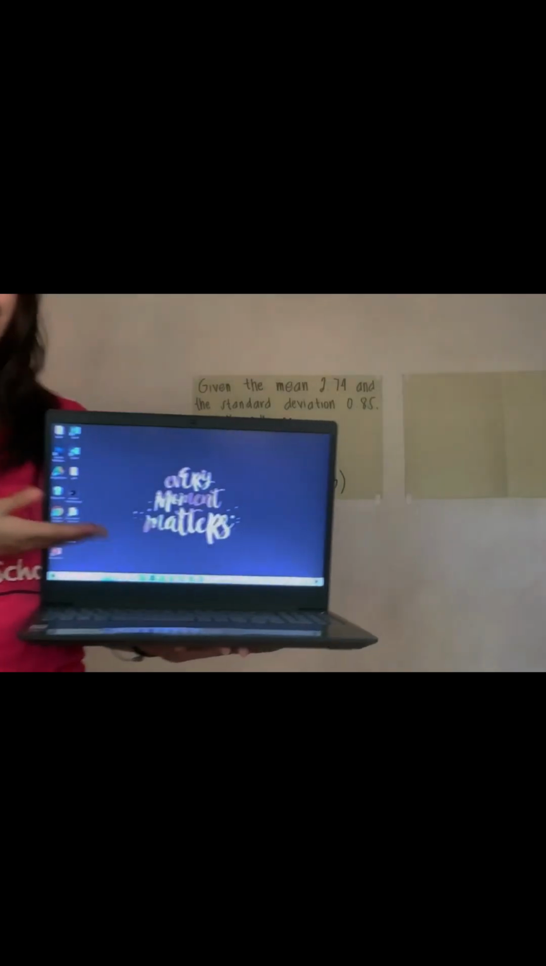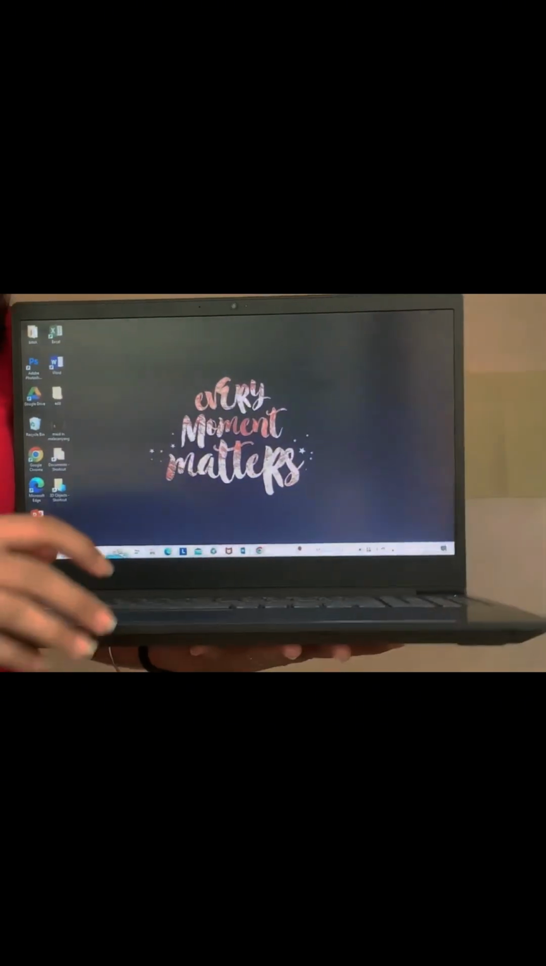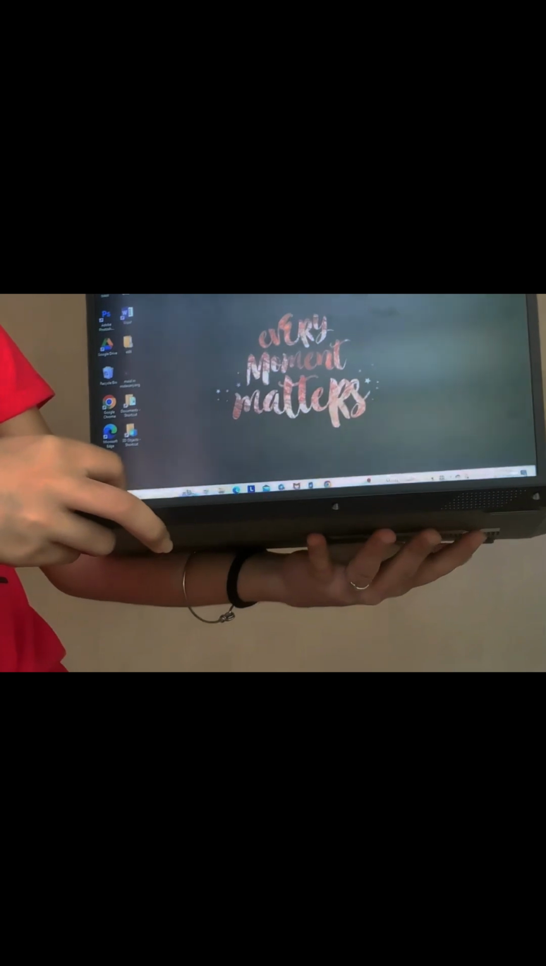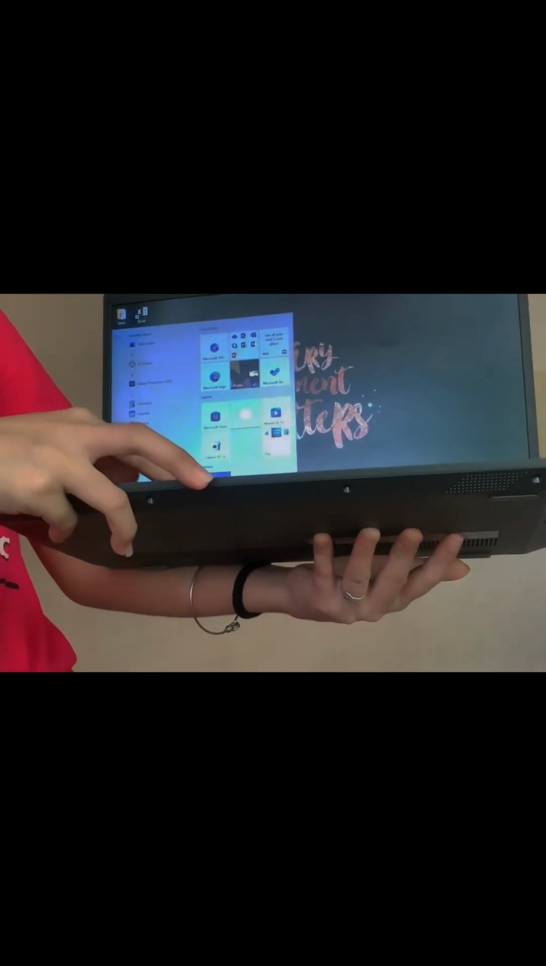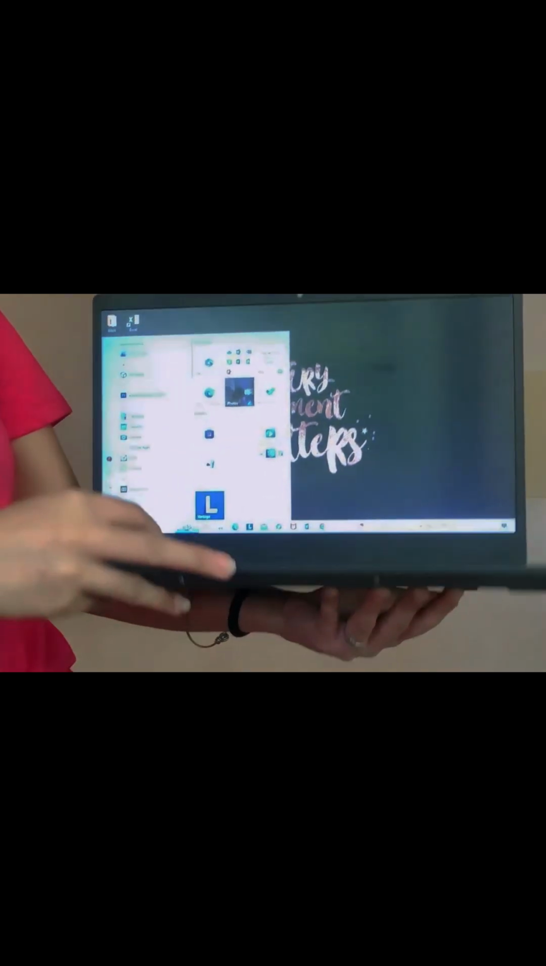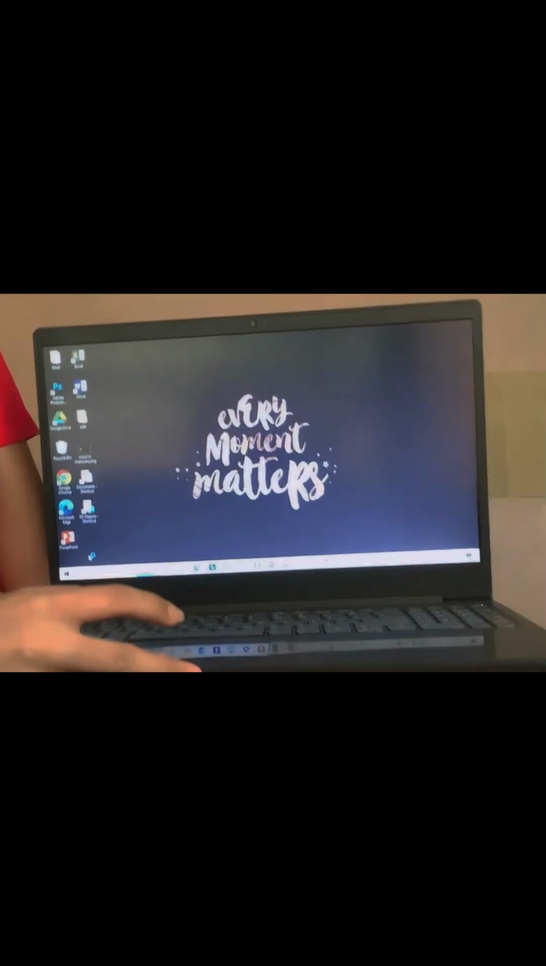First step, you need to turn on your laptop. Here it is. I'll move closer so you can really see it since we have no projector. First, you need to open Excel. It's here. Can you see it? There's Excel. Once it's open, you need to click this blank workbook.